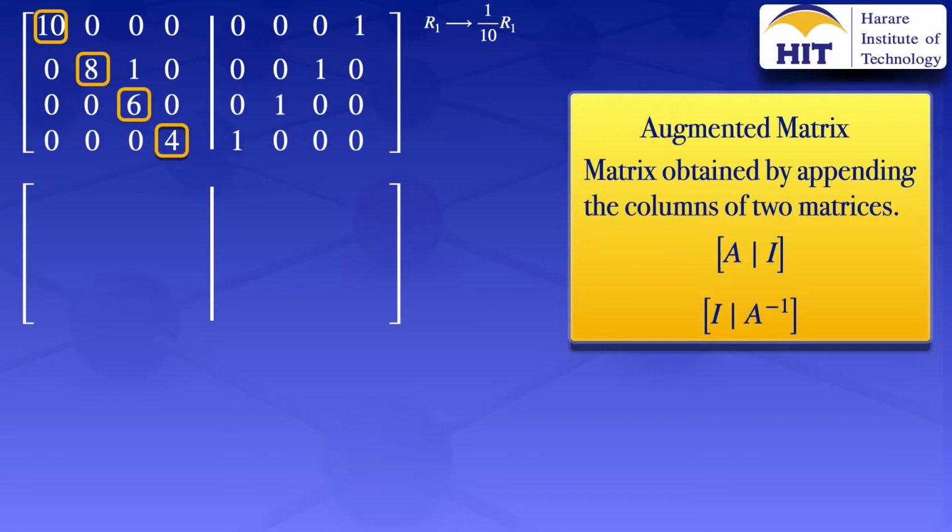And when you do that, 10 divided by 10 is a 1. 0 divided by 10 is a 0, and so on for the zeros. 1 divided by 10 is 1 over 10. We are dividing all the elements in the row by 10. So that's our new row 1.